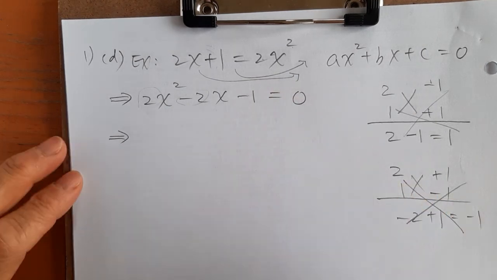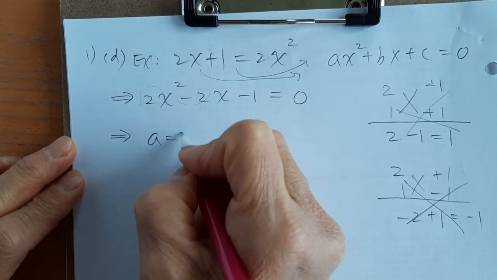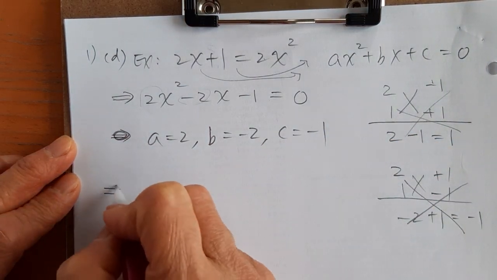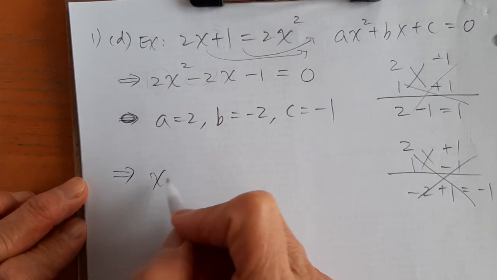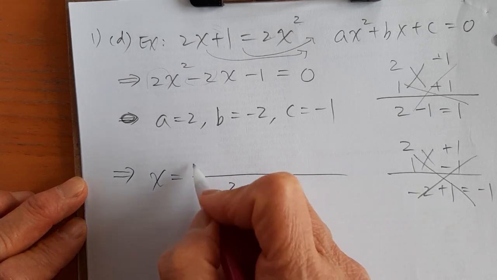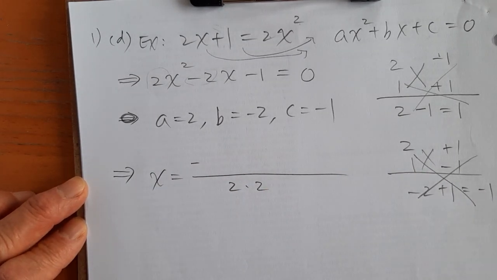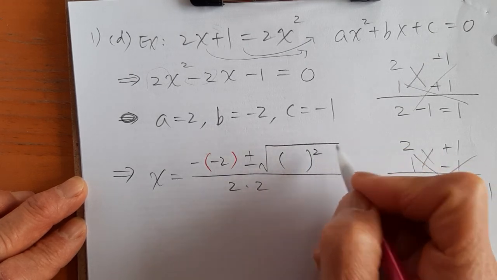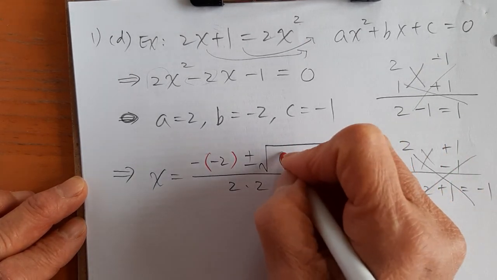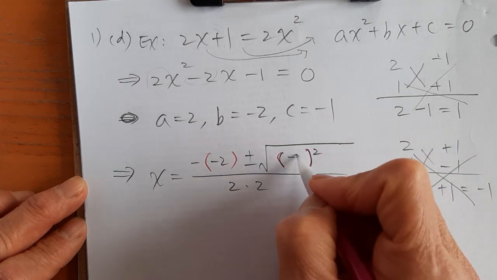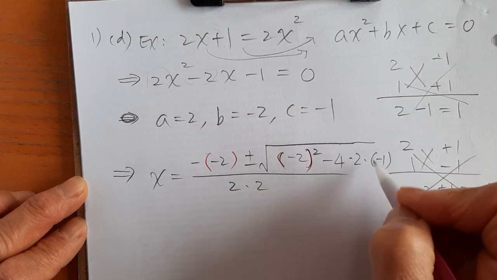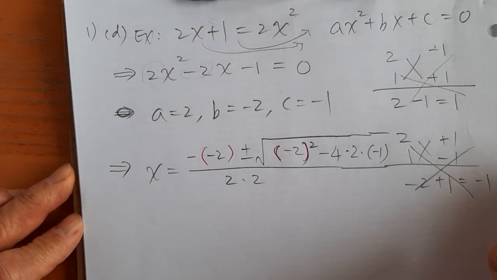Quadratic formula, first of all, a is what? A is 2, b is negative 2, c is negative 1, and plug into the formula. So x equals negative b plus minus square root of b squared minus 4ac, over 2a, 2 times 2. You need to put the parentheses. b is negative 2, b squared, with parentheses, minus 4 times a is 2, c is negative 1. Plug it into the formula.